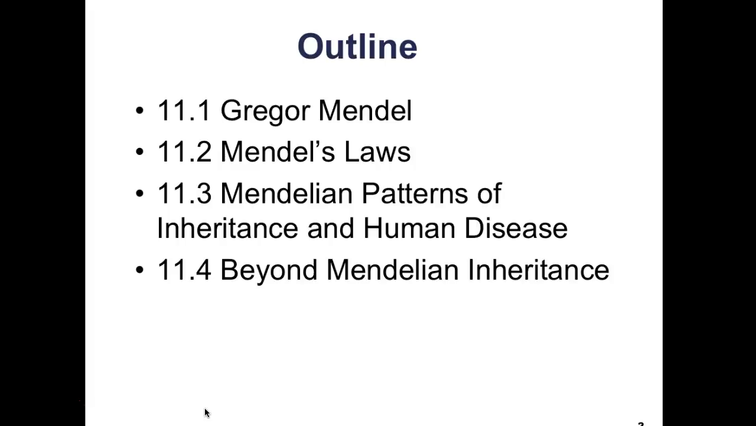So basically what we're going to do is look at a little bit of who Gregor Mendel is, look at Mendel's laws, look at Mendel's patterns of inheritance as associated with some human diseases, and then we're going to go beyond the scope of Mendelian genetics and talk about inheritance that is a little bit more complex than what we see in a typical mono and dihybrid cross, where you have those one or two genes. More things will be playing a role there.